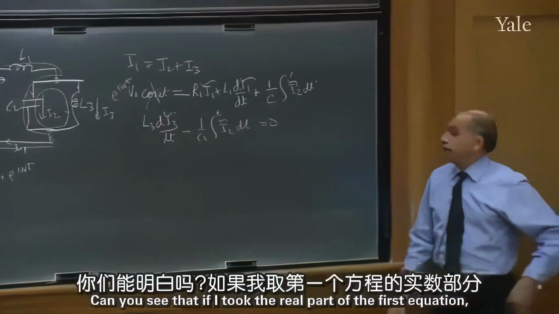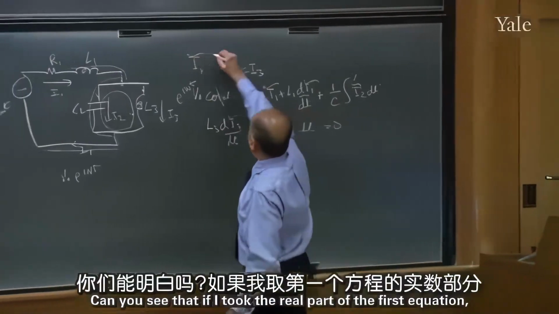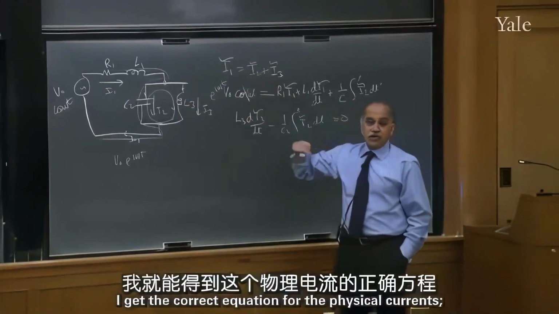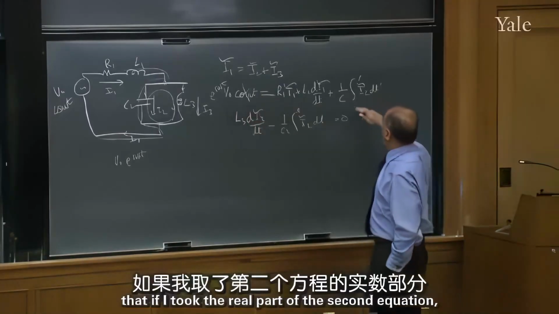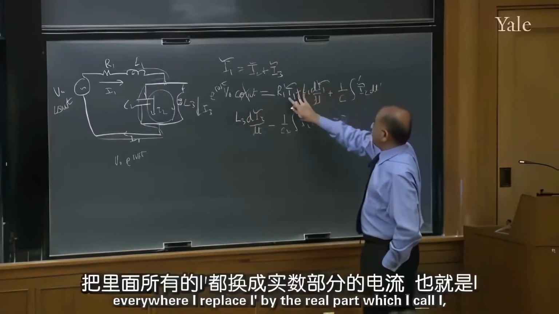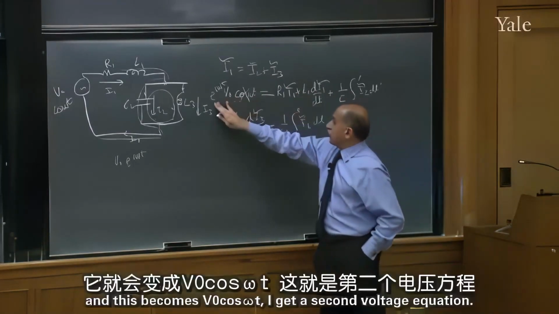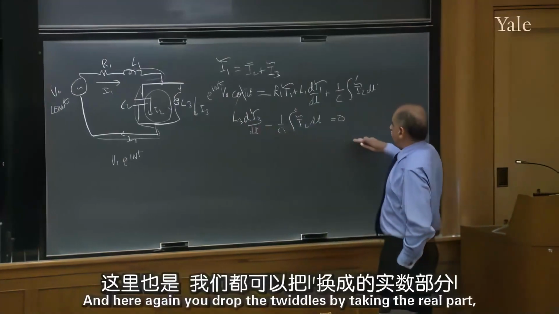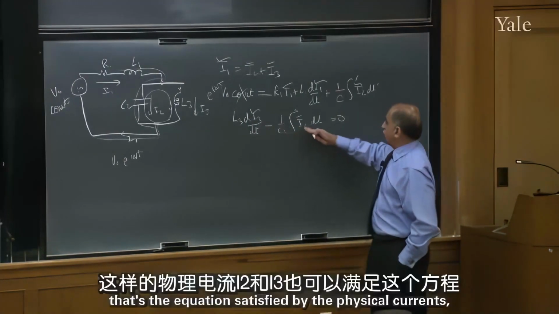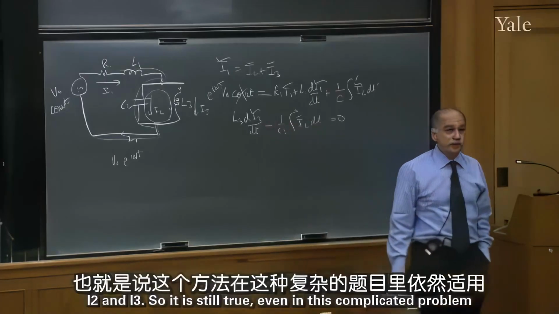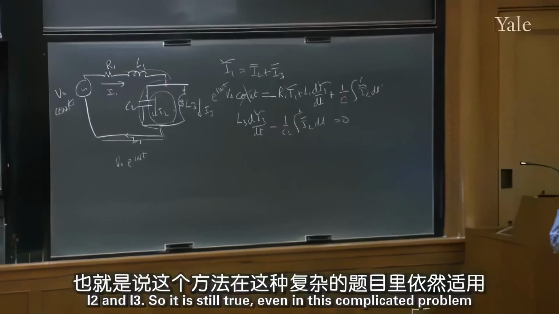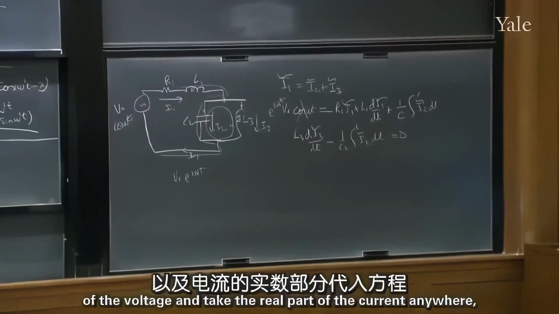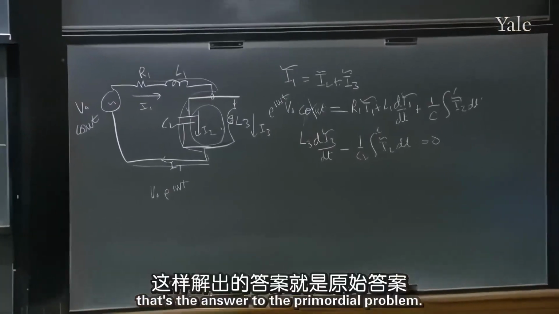Can you see that if I took the real part of the first equation, I get the correct equation for the physical currents? If I took the real part of the second equation, everywhere replacing I twiddle by the real part, which I call I, and this becomes V naught cos omega t, I get the second voltage equation. And here, again, you drop the twiddles by taking the real part. That's the equation satisfied by the physical currents I2 and I3. So it is still true, even in this complicated problem, that once you solve it, you may take the real part of the voltage and the real part of the current anywhere. That's the answer to the primordial problem.